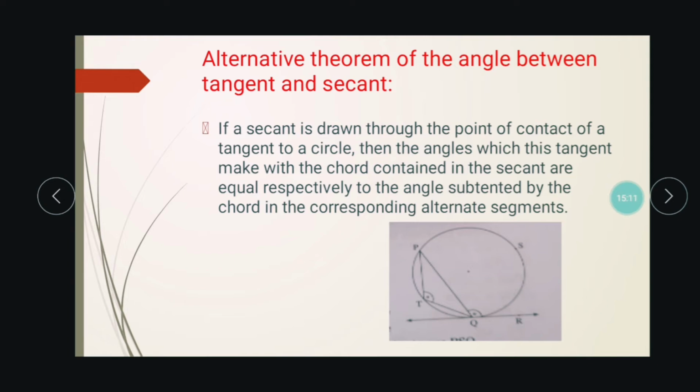Okay, this is an alternate segment. So your angle PQR is equal to angle PTQ. This we have to prove. Okay, what we have to prove? Angle PQR is equal to angle PTQ. Okay, now how are we going to prove this?